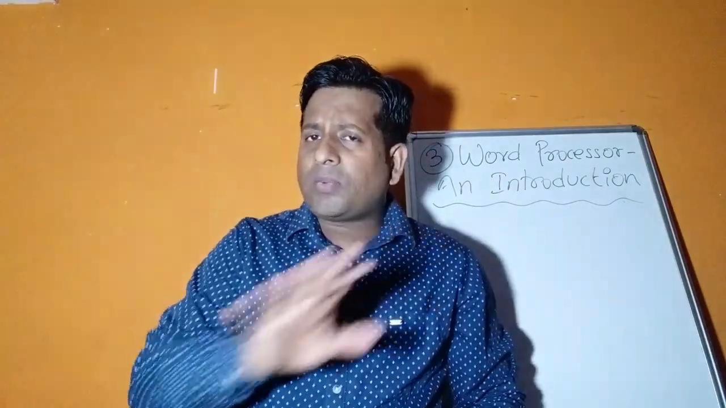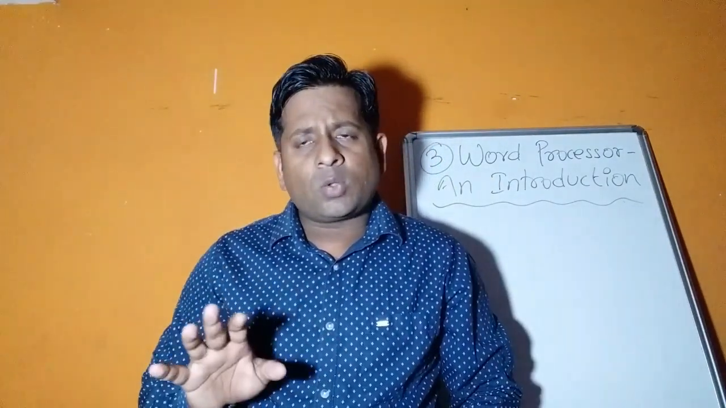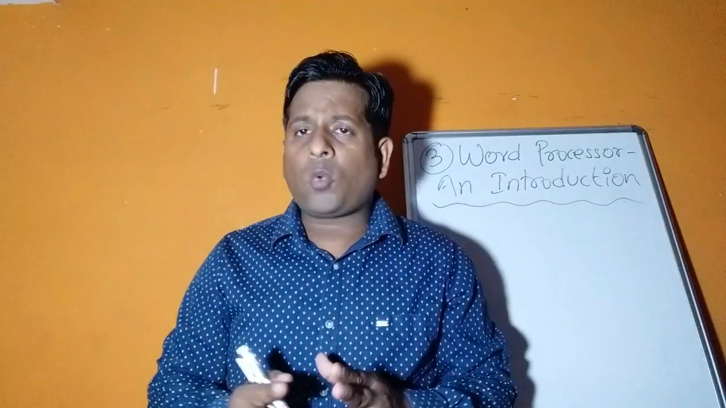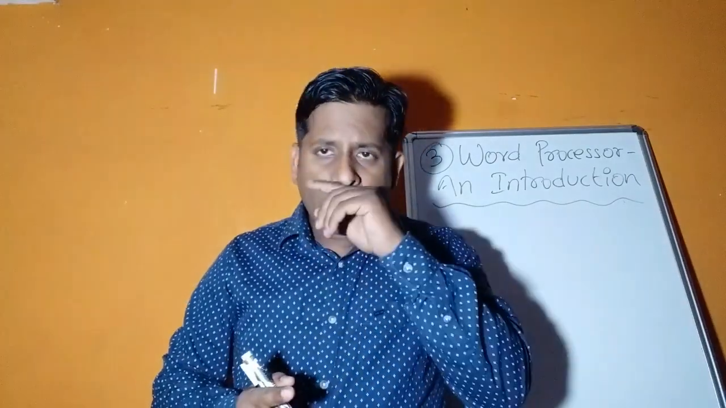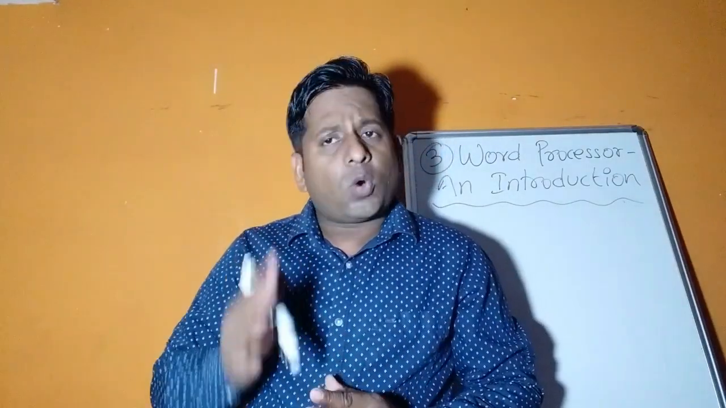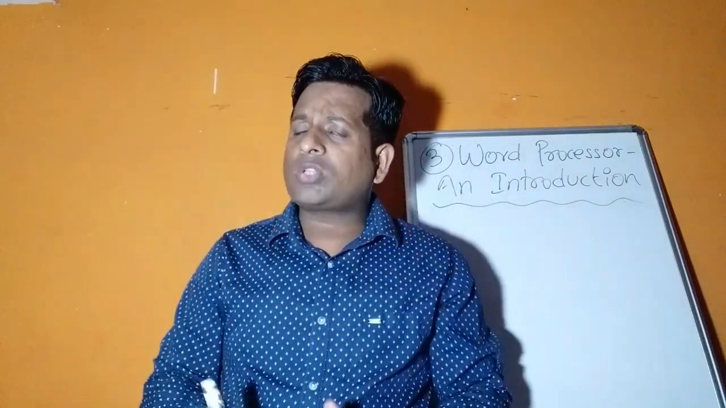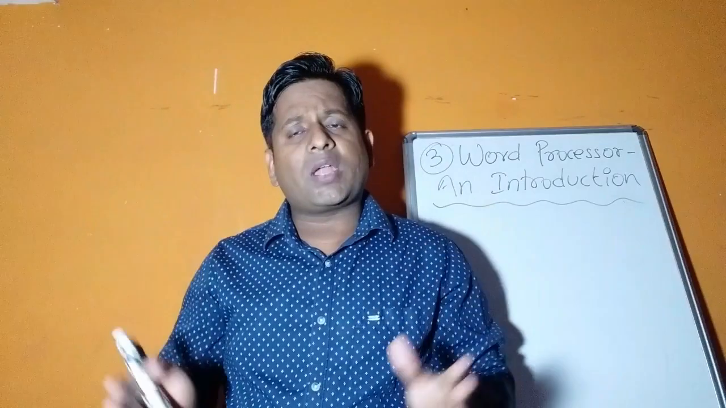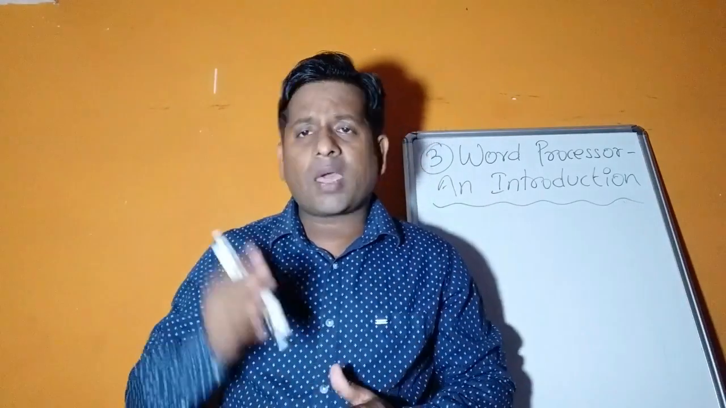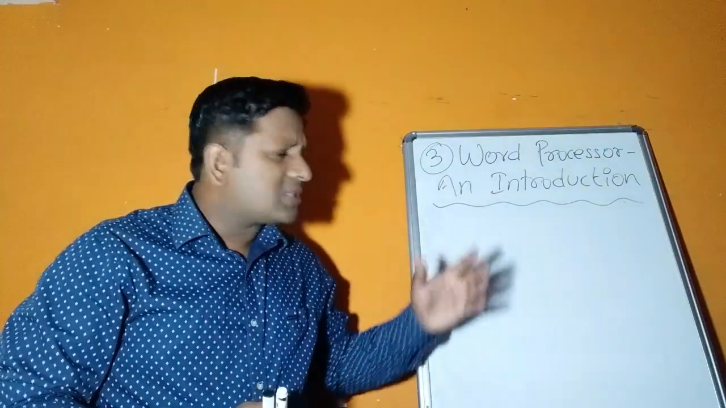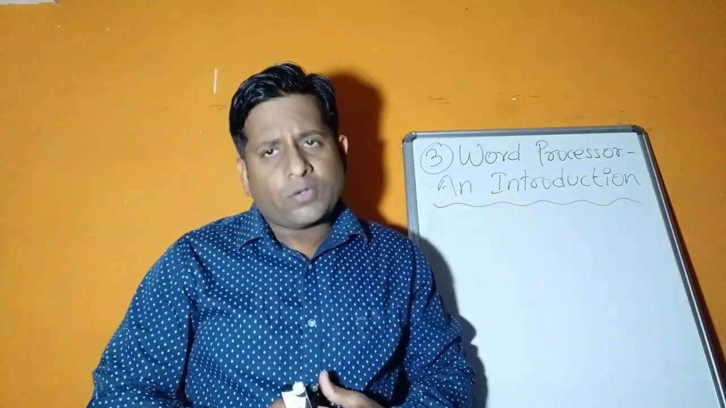So, now I think everyone, your point is clear that what is Microsoft Word, how it looks like and for what purpose it is used. Children, Microsoft Word is a word processor, it's a text processing application. It is not only used for typing but also we can do various work like formatting and editing. So children, it has multiple advantages, features.